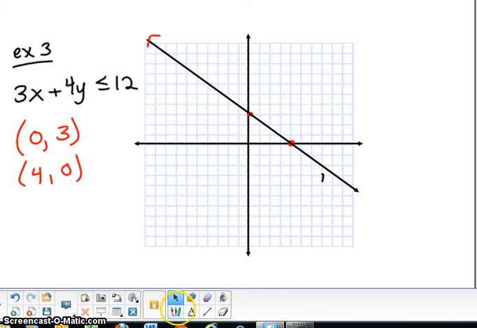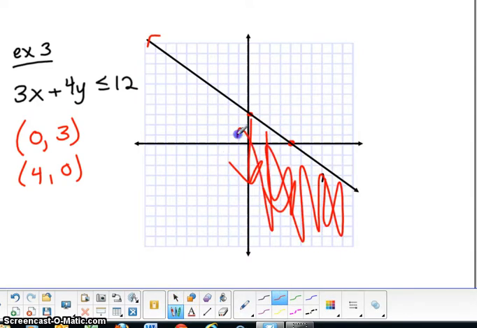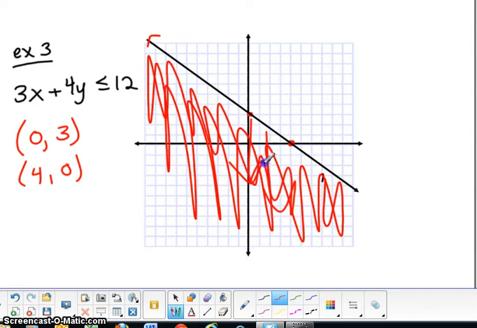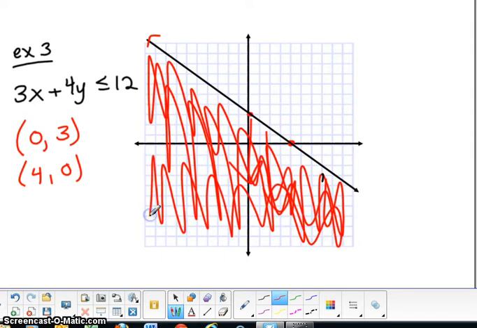Here's the y-intercept, so we're going to shade everything below the y-intercept this time. And that's going to be a problem that's shaded like that. That would be the final answer.